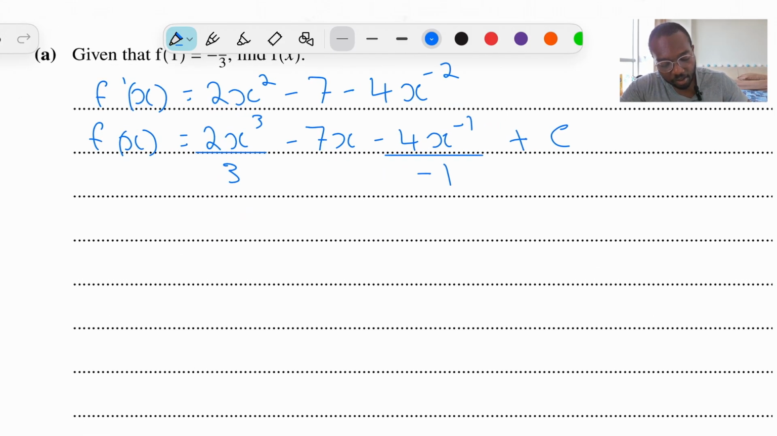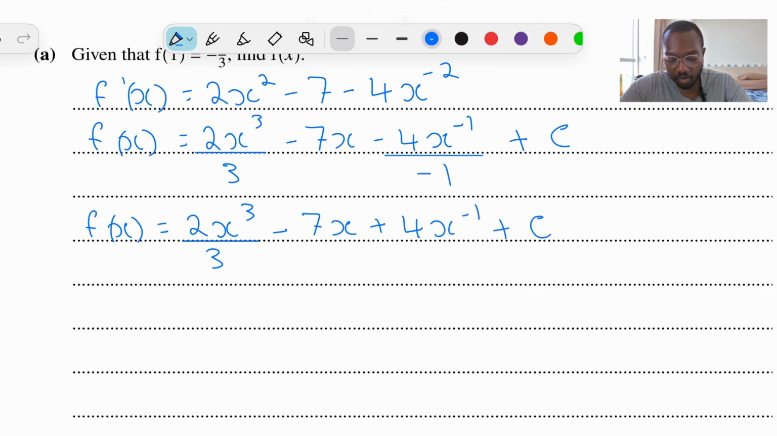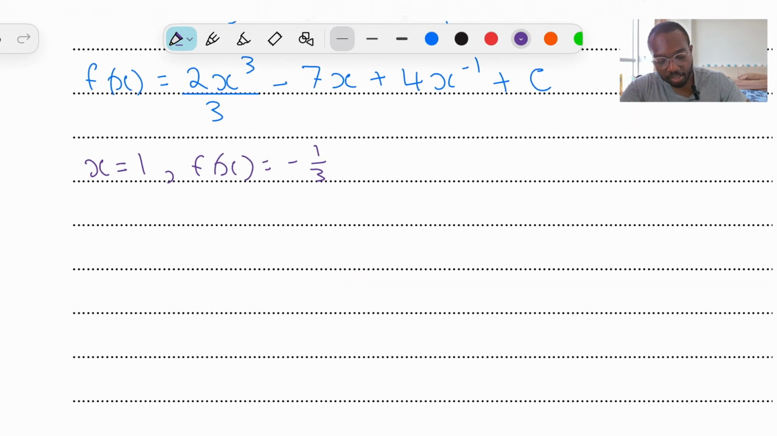If we simplify this down a bit, we would get f of x is equal to 2x to the 3 over 3 minus 7x, and then for that one here, that would be plus 4x to the minus 1, plus c. Now they tell us in the question that f of 1 is equal to minus a third. So where we have x equal to 1, f of x is equal to minus a third.